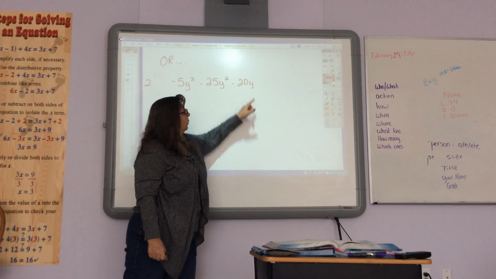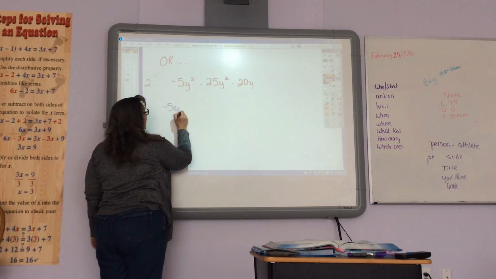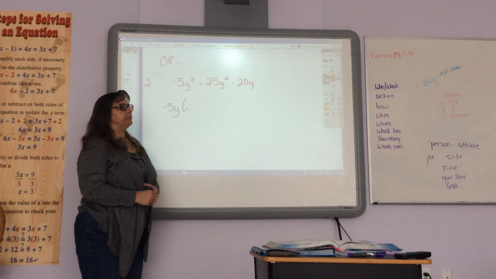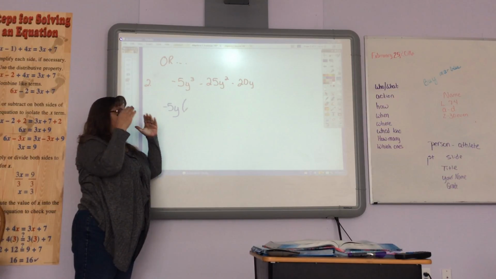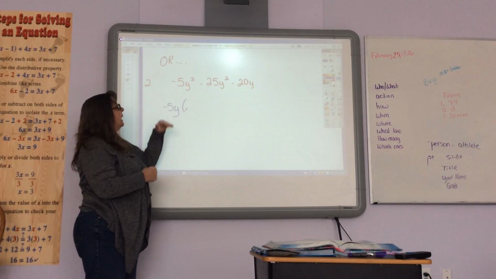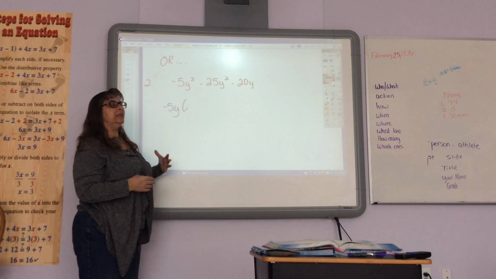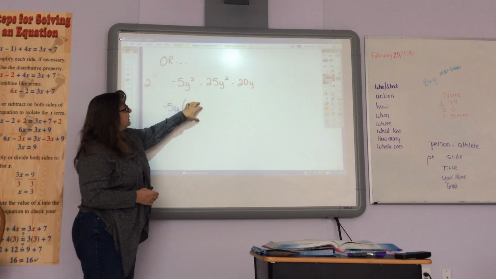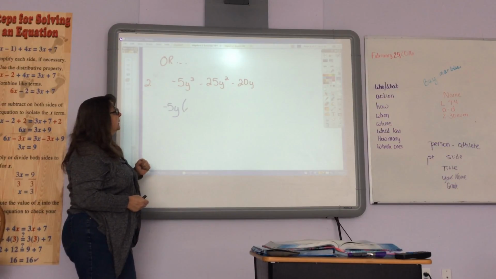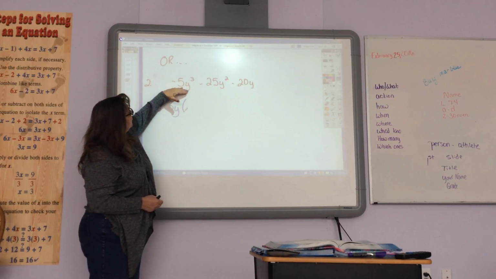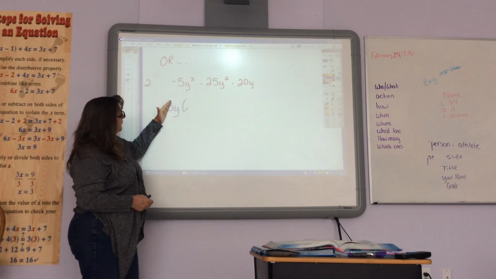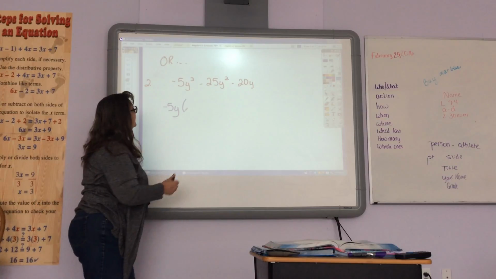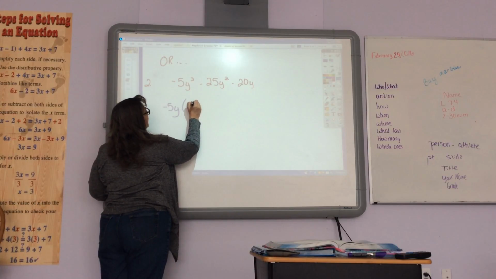And they all have 1 y. So I can take out a negative 5y. If I take out a negative 5y, if I want to think through the process, factoring out is like division. I'm dividing this and seeing what the remainder is. If I divide negative 5y cubed by a negative 5y, the 5's cancel, and 3 minus 1 is y squared.